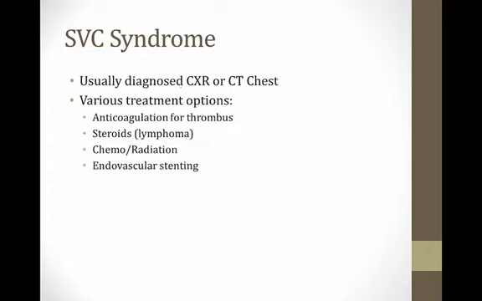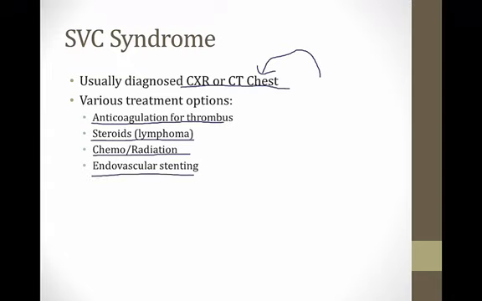Usually this is diagnosed by either a chest x-ray or a chest CT, and you can see a dilated SVC. Also with a chest CT you can sometimes see the thrombus in the SVC. And there are various different treatment options. So if it's from a blood clot, anticoagulation is given. If it's from lymphoma, steroids are commonly given because they will shrink the tumor and relieve the obstruction. Sometimes urgent or emergent chemo or radiation is done, and there are endovascular stents that can be inserted to expand the SVC and allow the blood to drain.